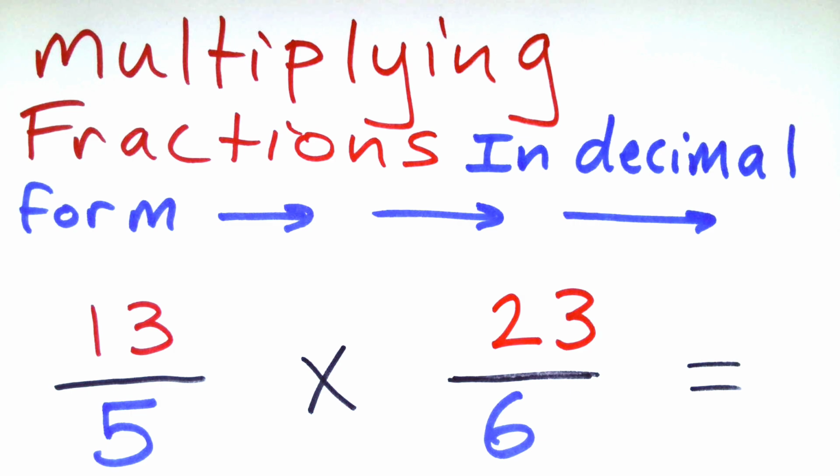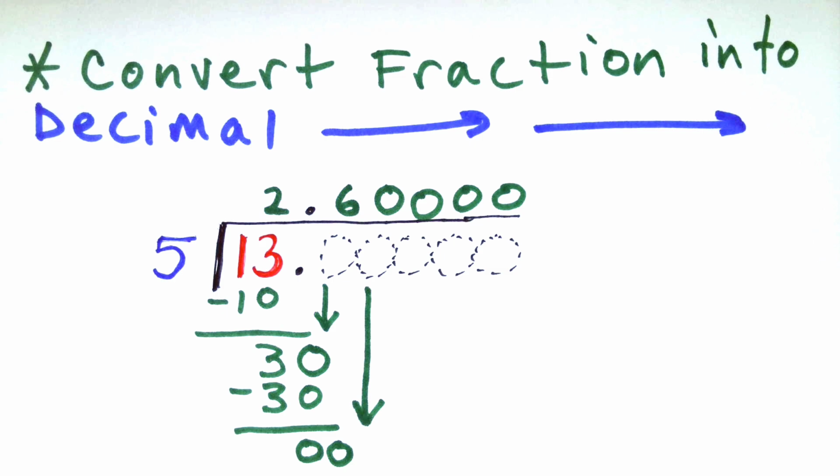So 13 fifths times 23 sixths. We have 13 divided by 5 times 23 divided by 6. Every fraction's a division problem. So again, 13 divided by 5 and 23 divided by 6. What's the first thing I'm going to want to do with these fractions? All right, if you said convert these fractions into decimals, you're absolutely right.